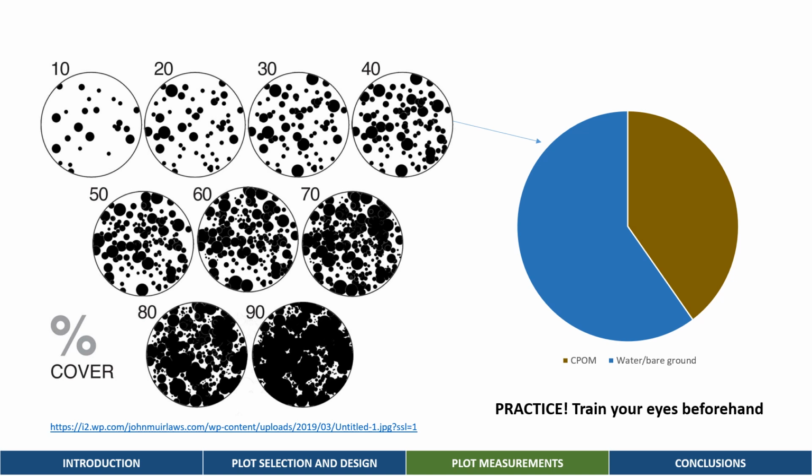So it's important before you go out into the field to train your eyes on what percent coverage looks like. And I've added this diagram, which I just got somewhere on the internet, that's showing how much coverage is each percentile of how much of the area is covered. And so in our case, this would be covered by fine sticks and any type of coarse organic matter.